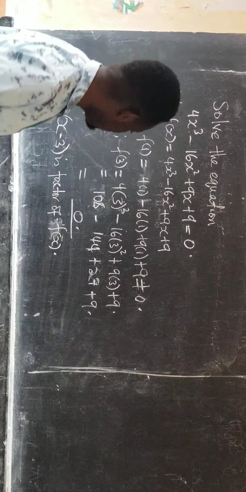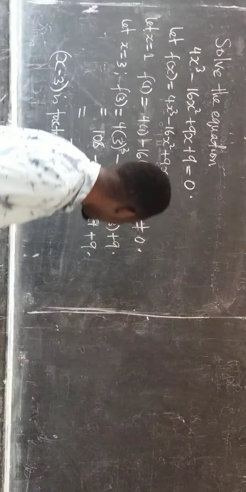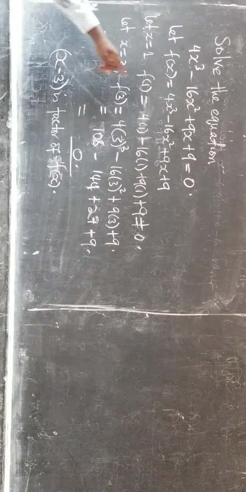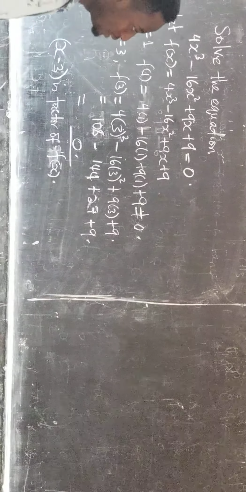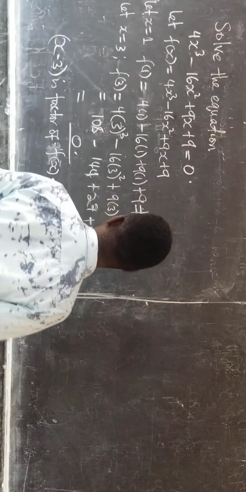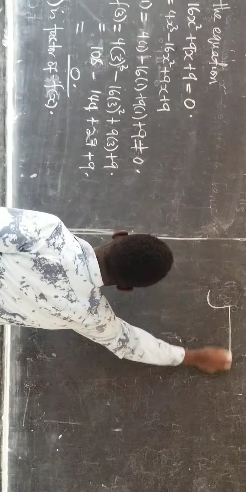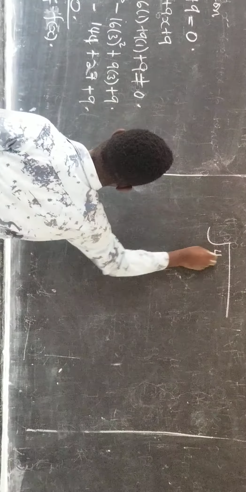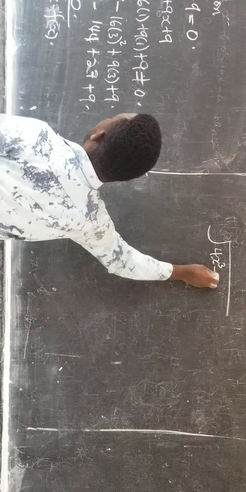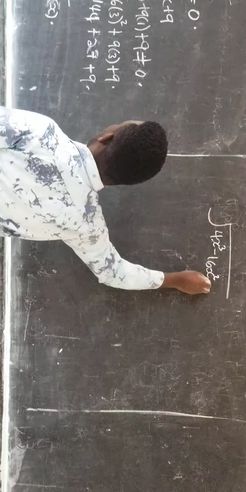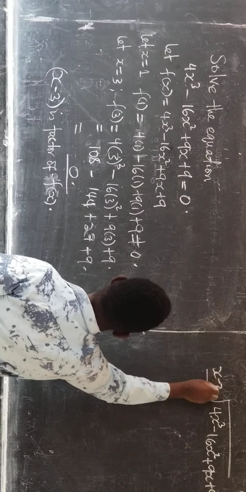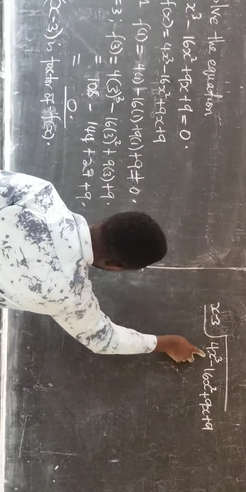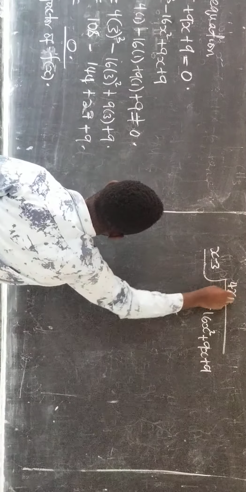So we are going to look for other factors. If we need to get other factors, we are going to divide our expression f of x by x minus 3. Let's try that one and see what will come out. So using our long division, we have 4x cubed minus 16x squared plus 9x plus 9. Then we are dividing by x minus 3. 4x cubed divided by x, that is 4x squared.